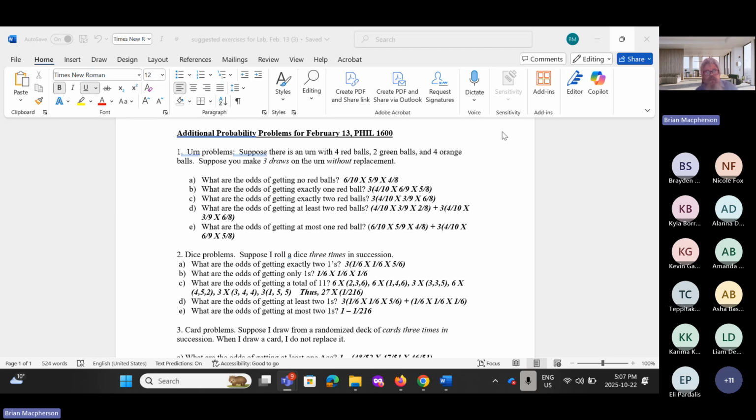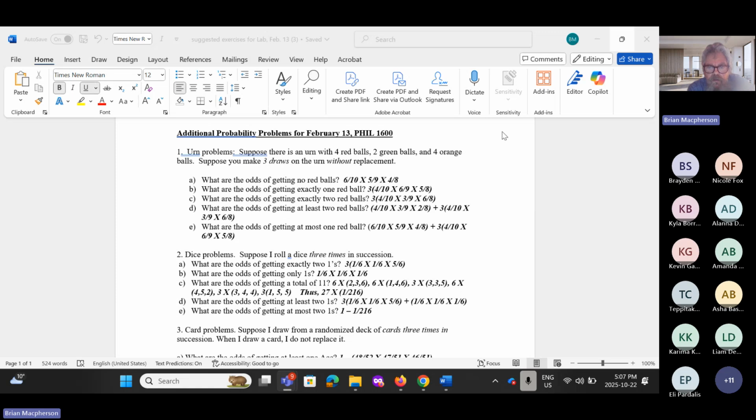Okay, so that's getting exactly 1 red ball. Now, what are the chances of getting exactly 2 red balls? Well, in this case, that means that across the 3 draws, I will get 2 red balls, okay? Same kind of thing here.